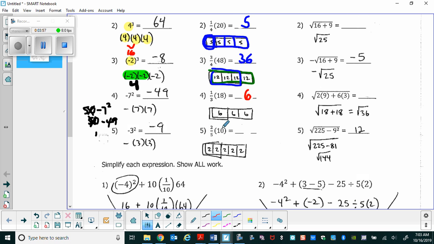And here for number 5, we've got 10 divided by 5. That's going to be 2. Each section would be worth 2. And now 2 of those, so 10 divided by 5 is 2, times 2 would be 4.